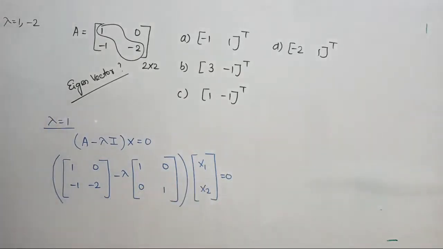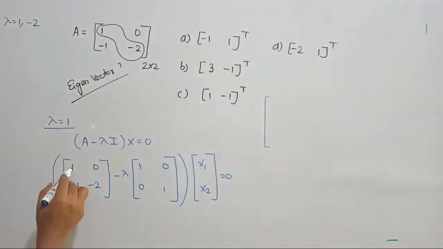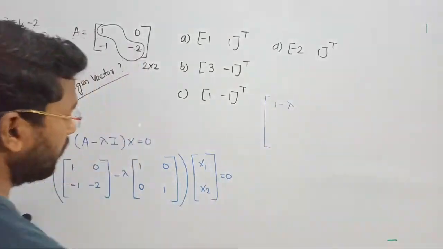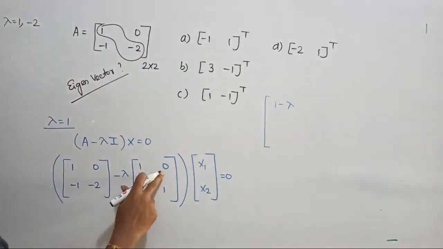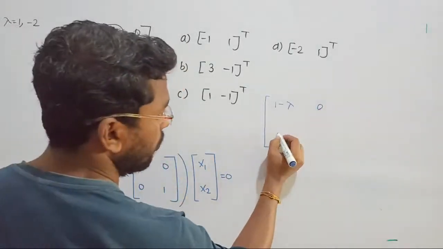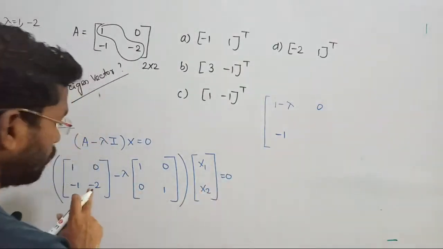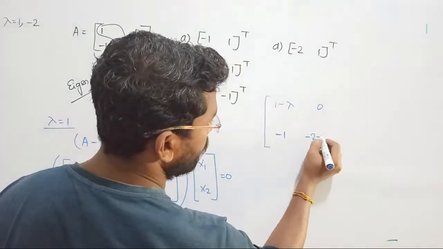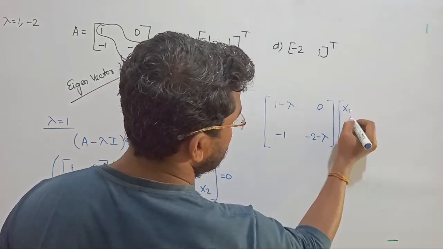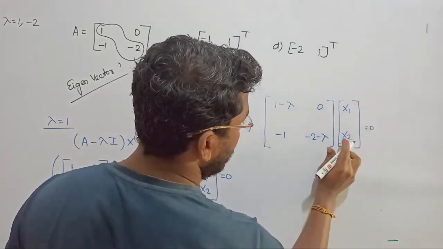If you are reducing this expression further, let me write in the next step that this matrix can be written as: 1 minus lambda into 1 becomes 1 minus lambda, then 0 minus lambda into 0 will become 0. Next, minus 1 minus lambda into 0 will become minus 1. Next, minus 2 minus lambda will become minus 2 minus lambda. With this we consider the vectors x1 and x2 equal to 0. Clear?